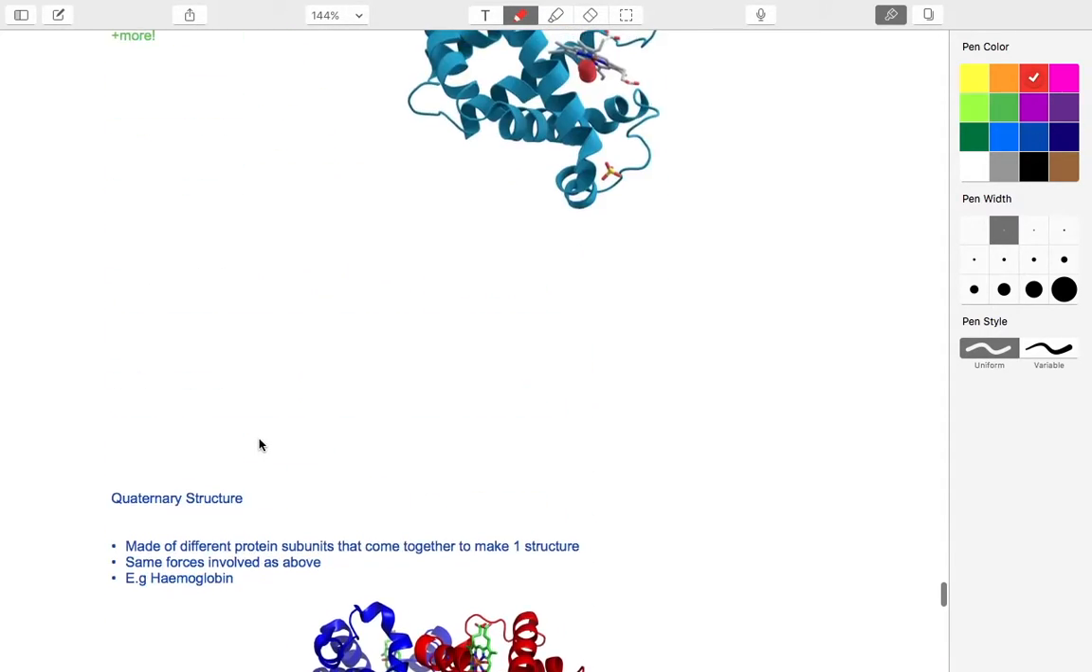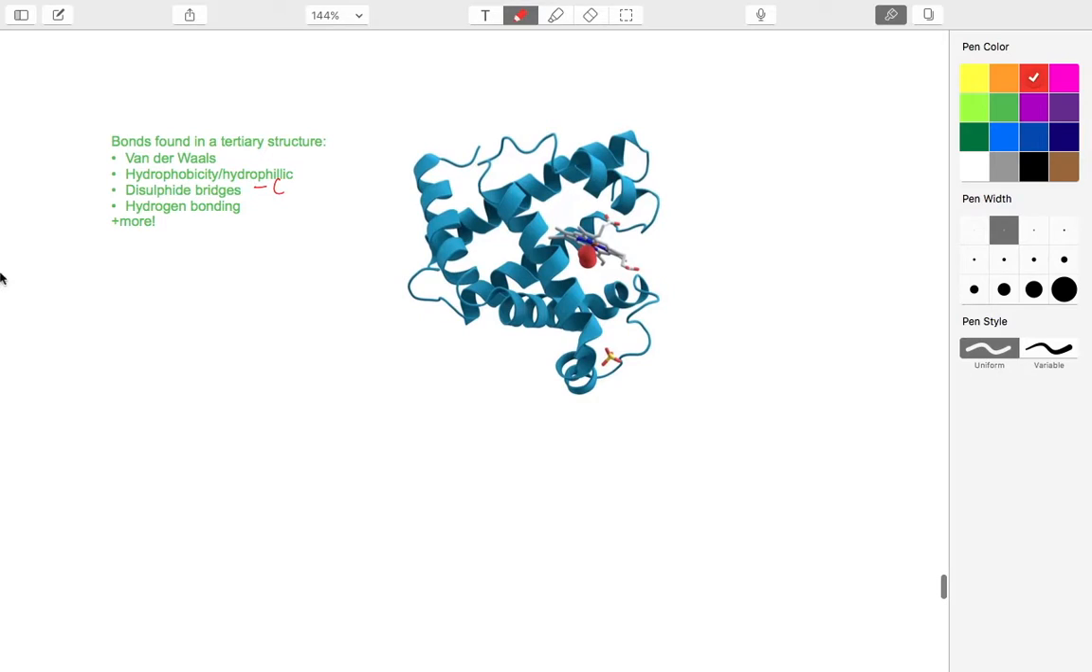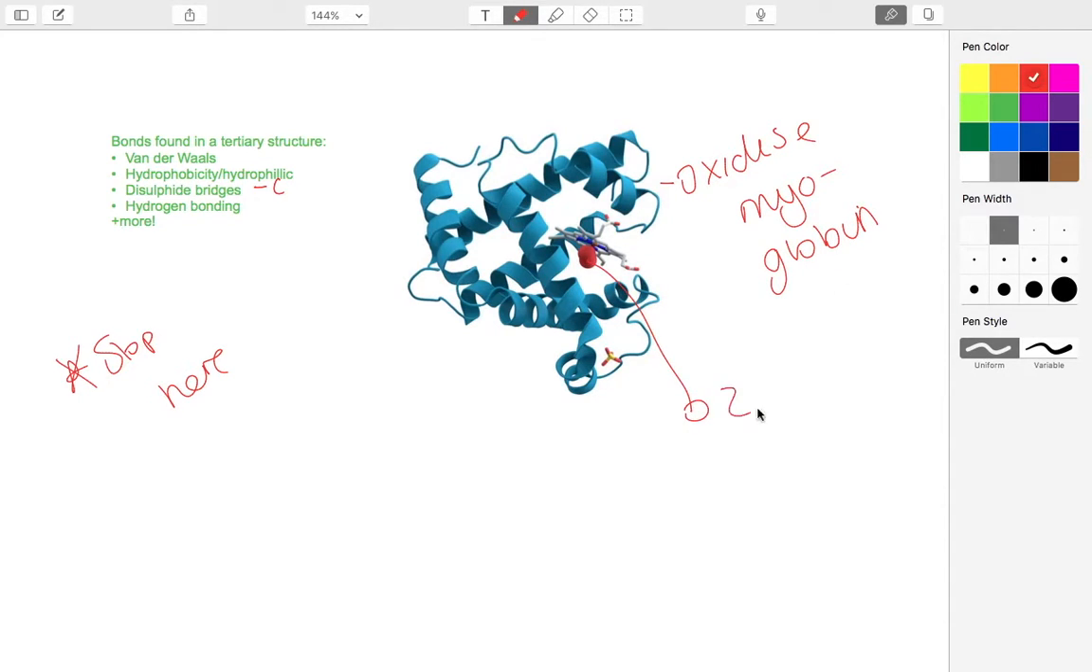So then, some proteins stop here. And this is an example of a 3D structure of a tertiary protein. This is actually oxidized myoglobin, which is a protein cousin of hemoglobin. So you have your oxygen molecule there. This is your 3D folded protein. You've got your alpha helix, your beta pleated sheets. And this is your heme group, which binds to the oxygen.